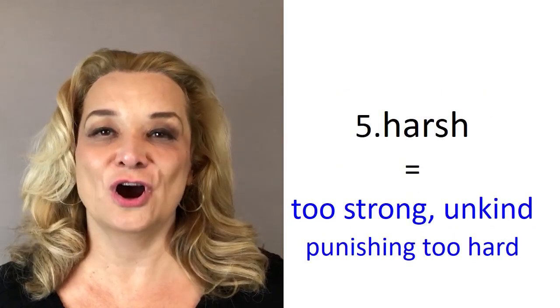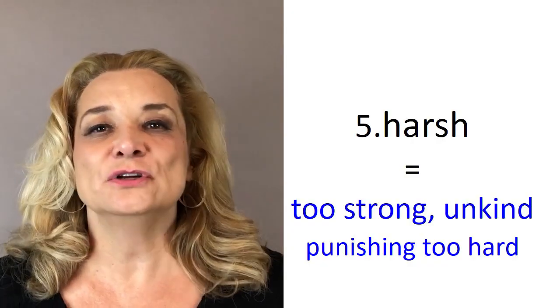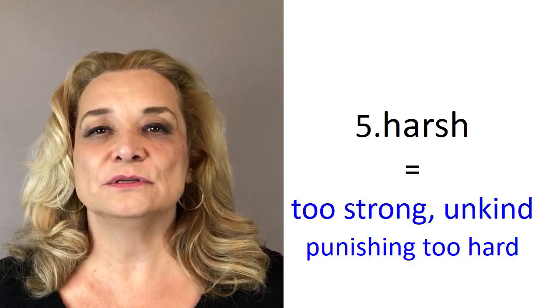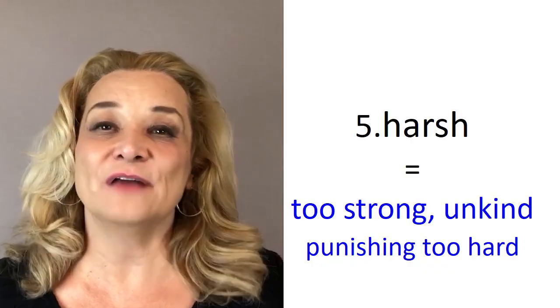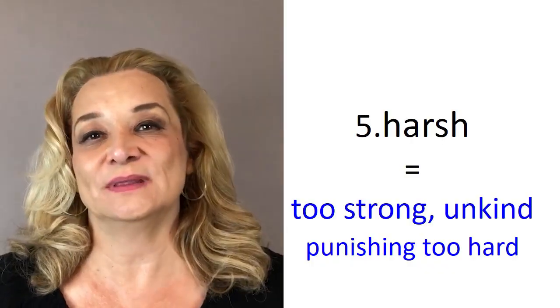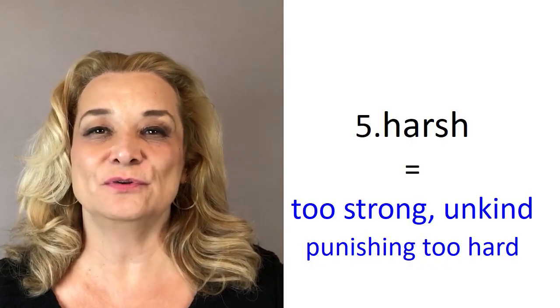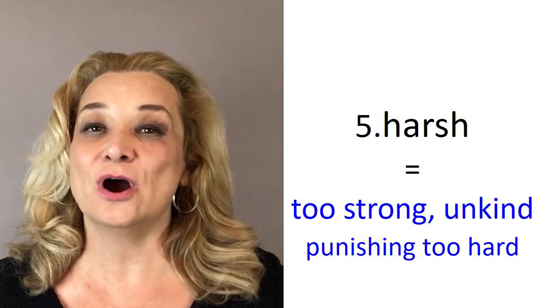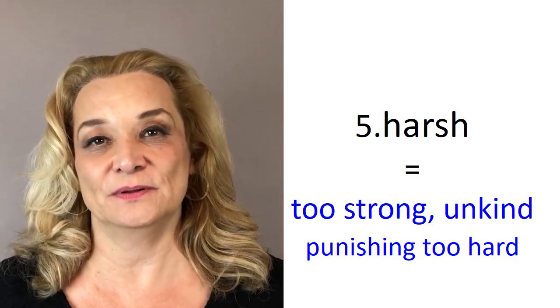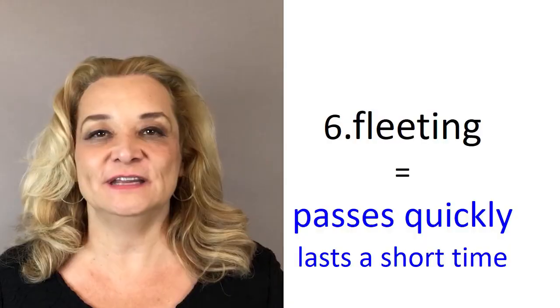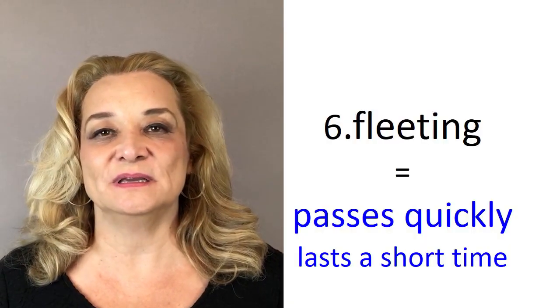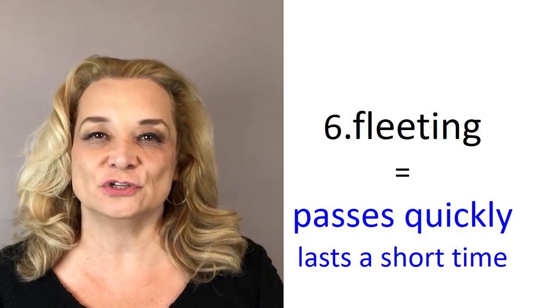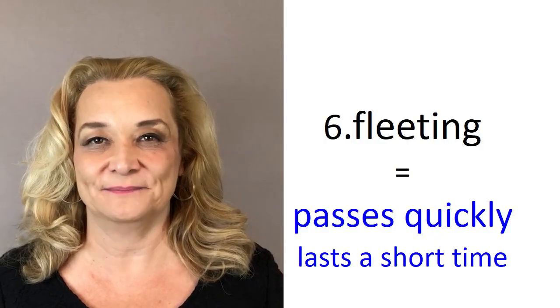Number 5, harsh. Harsh can be too strong or too angry or not very kind, and often it's with the language that you use. If you use strong language, you can use harsh language and you can hurt people. Number 6, fleeting. Fleeting is something that lasts only a very short time and it passes quickly.